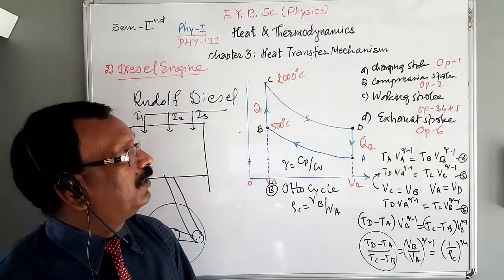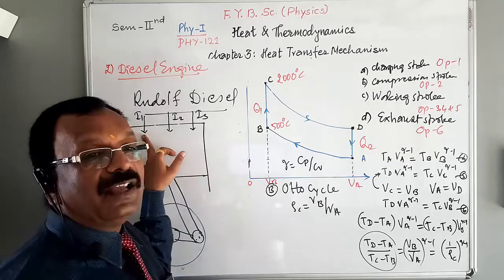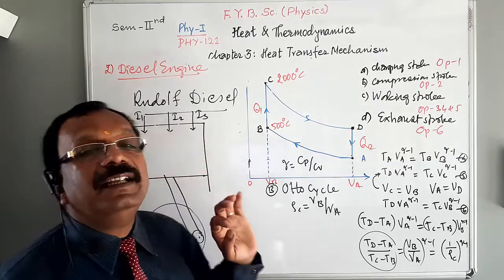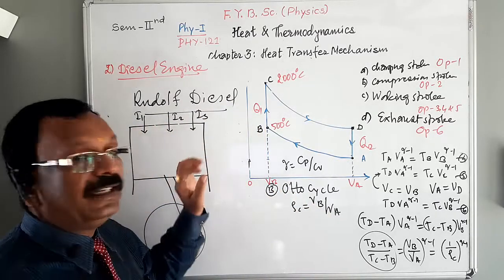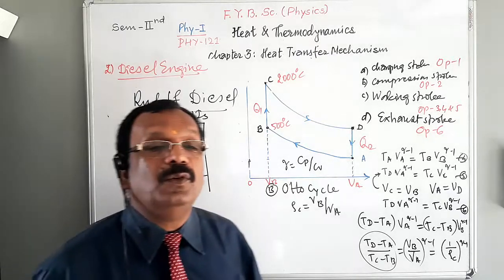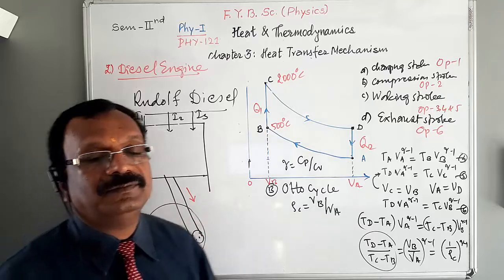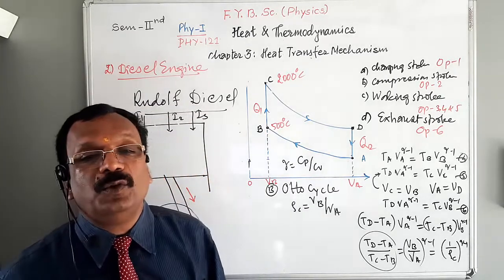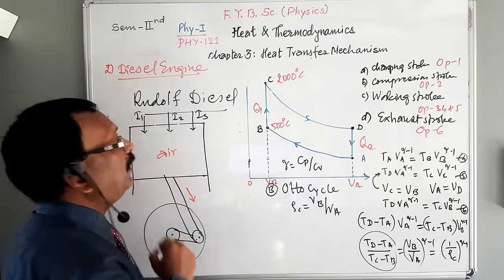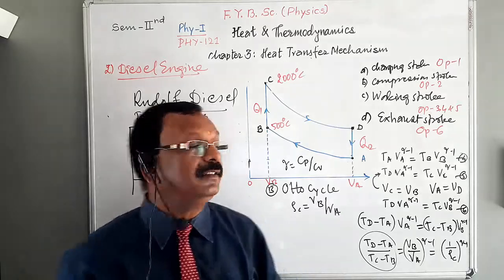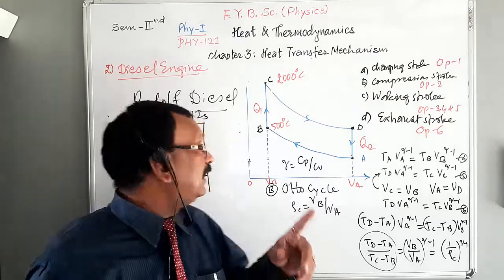During the charging stroke, what happened? During the charging stroke, valve I1 opens, I2 and I3 are closed. During the first stroke, the charging stroke, valves I2 and I3 are closed, and valve I1 is open. The piston moves in outward direction, and pure air as a working substance is taken, or pure air as a charge is taken inside the cylinder.